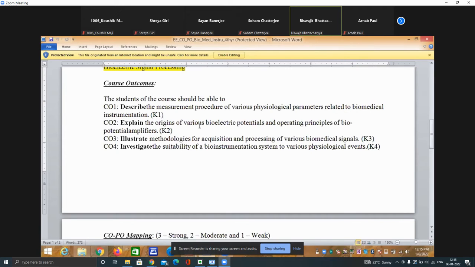And objective number 2 is we will explain various bioelectric potentials. We'll explain, obviously, what we mean by all such things. Okay, and we'll see the operating principles of biopotential amplifiers. We'll see that thing also. And we'll illustrate the methodologies for acquisition and processing of biomedical signals. And we'll investigate the suitability of bioinstrumentation systems to various physiological events.